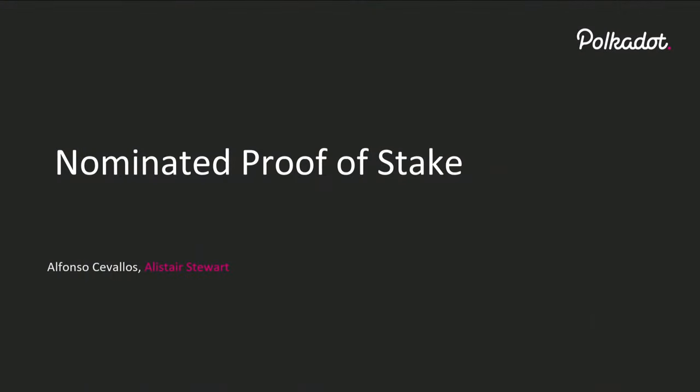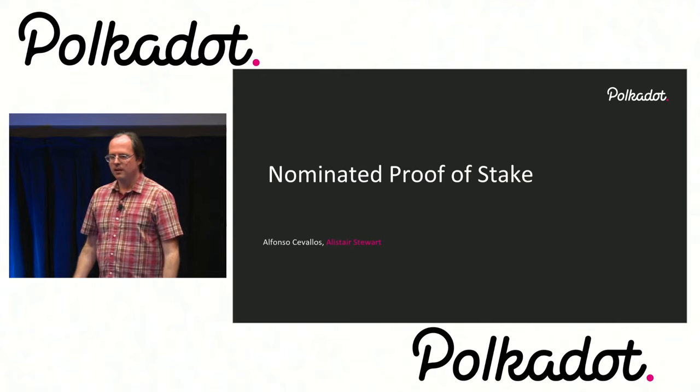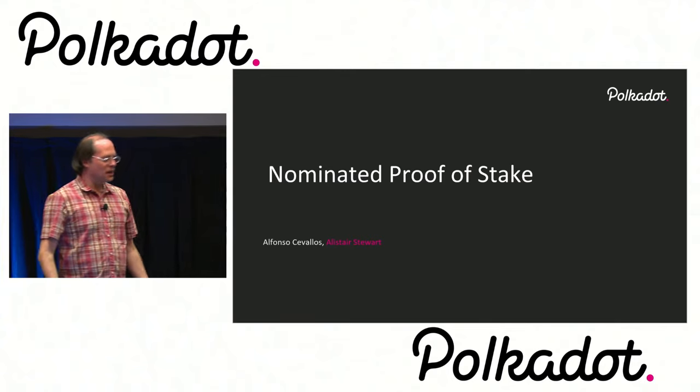So I'm going to talk about the staking system in Polkadot. Specifically, this talk is actually about election theory, and how we go about selecting validators and what this means. So how do you design a proof of stake system?